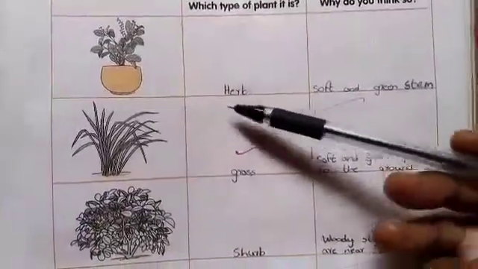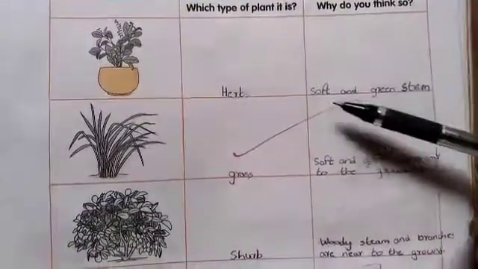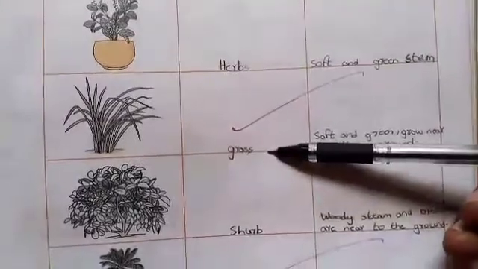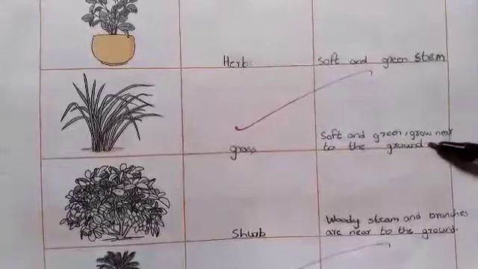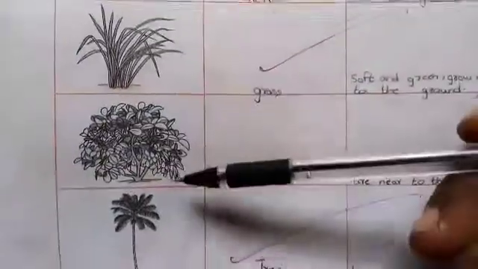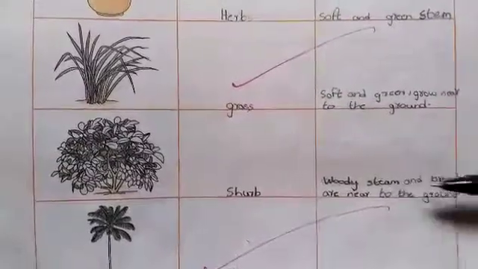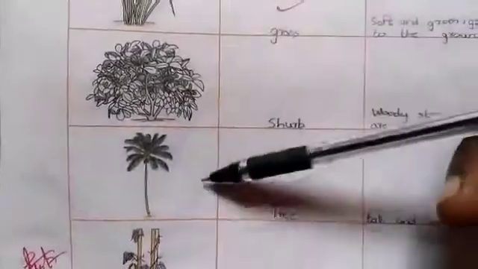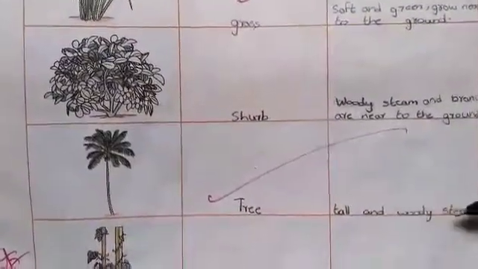Look at the first one. It is a herb. Why do you think so? Because it is having a soft and green stem. And the second picture, it is a grass, soft and green, which grows near to the ground. Now third picture, it is a shrub. It is having a woody stem and branches near to the ground. And fourth one, it is a tree. It is tall and having a woody trunk.